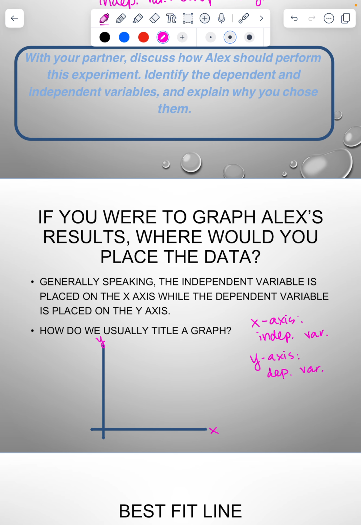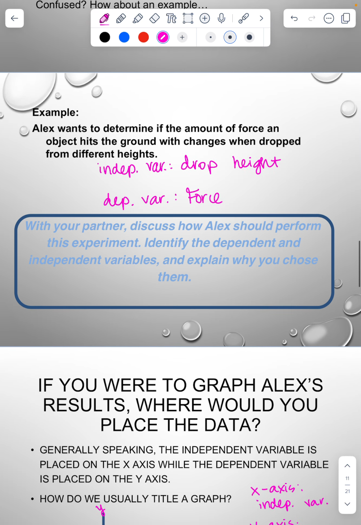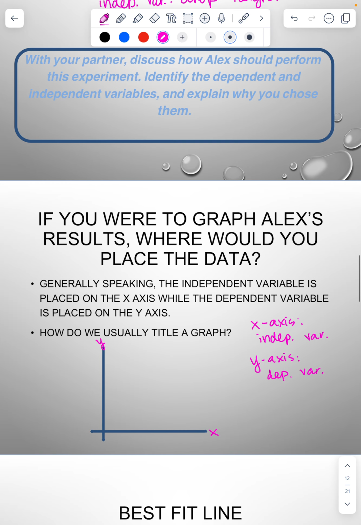All right, so if we use the example from our last slide, Alex's experiment, we would have our drop height down here. And remember, we always have to have a unit. So we would say that was a drop height in meters, because meters is our SI unit for that. And then force was our dependent variable. And we will find out that force is measured in something called newtons. All right, so that's how we would label our axes.